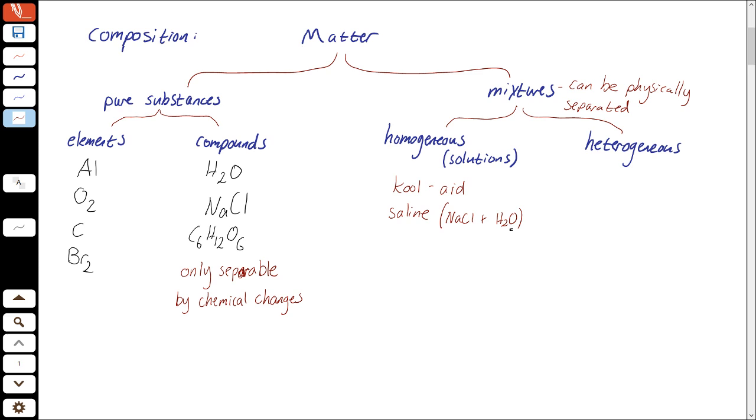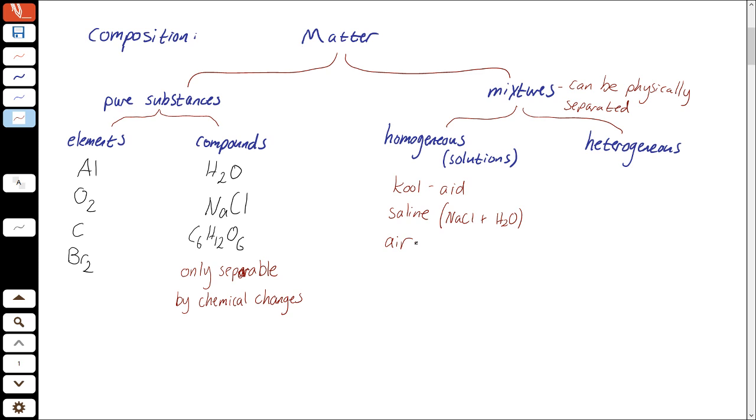Other homogeneous mixtures? How about some non-liquid homogeneous mixtures? Anybody else? Air. Yeah, that's a good one. So air is a mixture of primarily nitrogen, oxygen, water vapor, carbon dioxide, and some other trace gases. And it's a homogeneous mixture, even though everything's invisible. It's homogeneous because we don't have the oxygen over here and the nitrogen over here and the carbon dioxide over here. There's not domains of these different things. It's all mixed together evenly, uniformly.